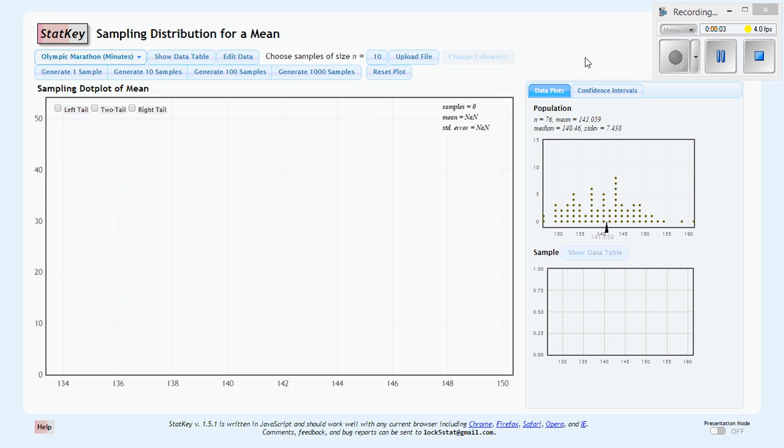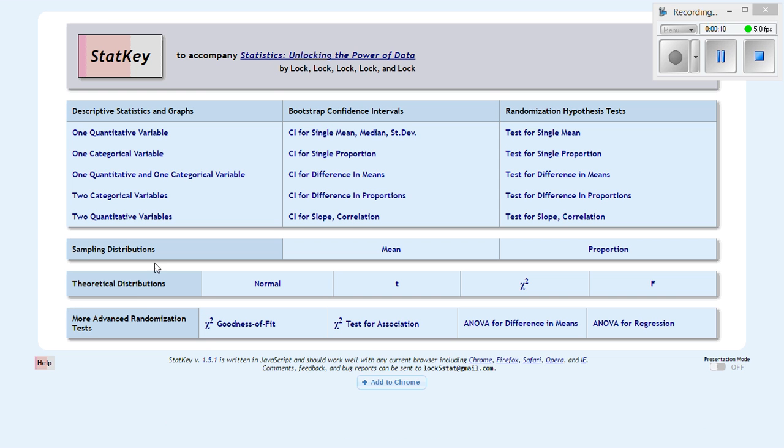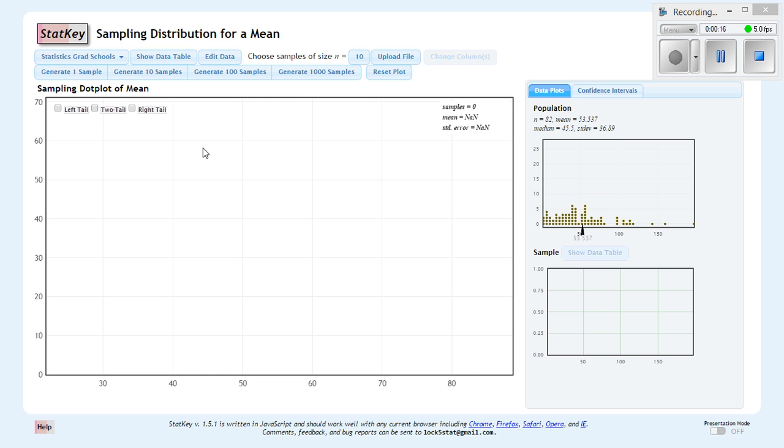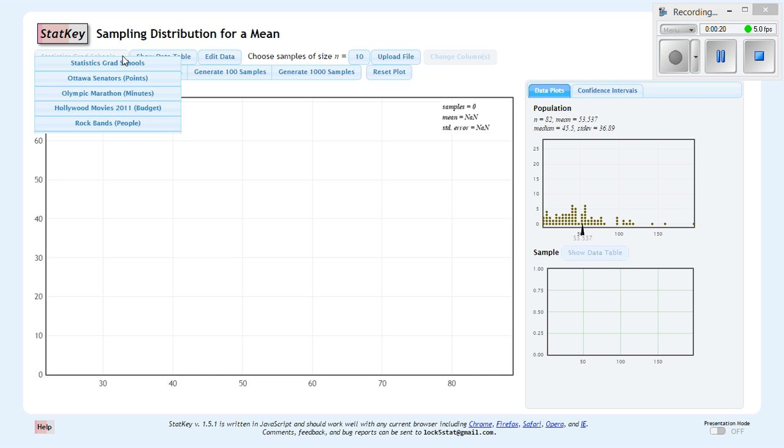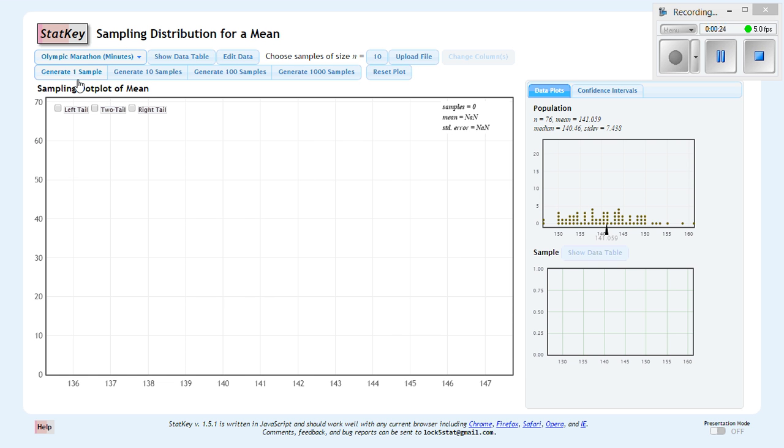Now we'll go ahead and look at StatKey. I clicked on sampling distribution for the mean. So you go down to sampling distribution, select mean. Now I'm going to hit the drop down. I'm going to try Olympic marathon in minutes. And I'm going to generate one piece of data here to begin with.